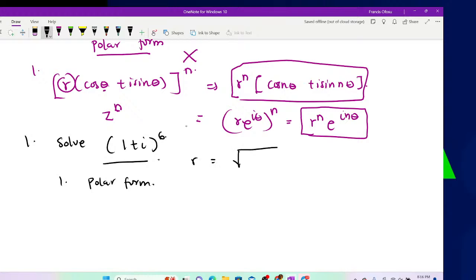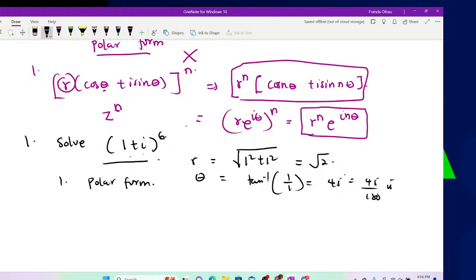Take note. To convert this to polar form, as usual, you need your r, which is the modulus, and it's simply equal to square root of 1 squared plus 1 squared. This will give us square root of 2. Then our theta, which is the argument, will give us tan inverse of 1 over 1, since we have 1, 1. That is giving us 45 degrees, which is equal to 45 over 180 pi. So our argument is simply 1 over 4 pi.